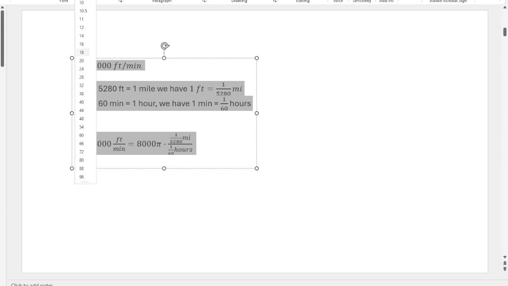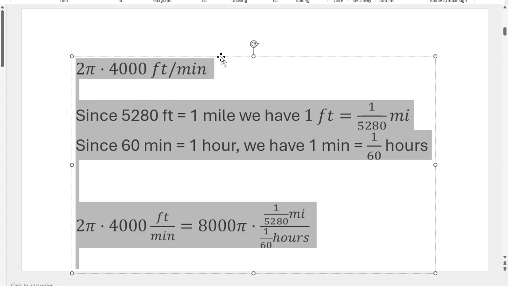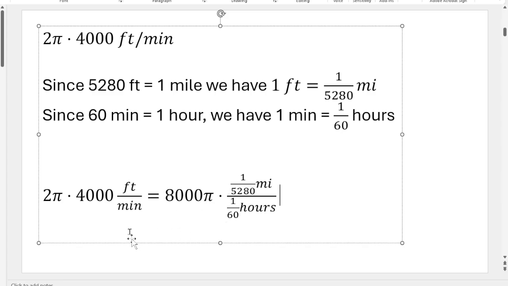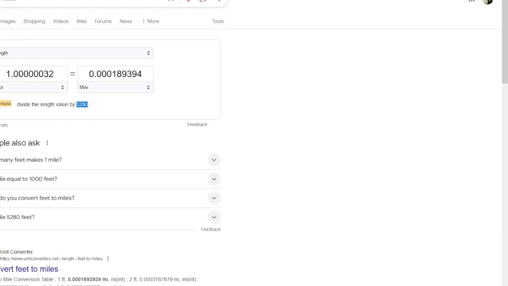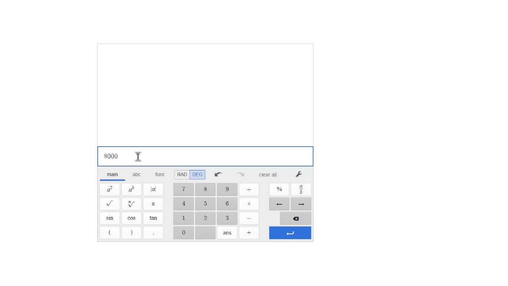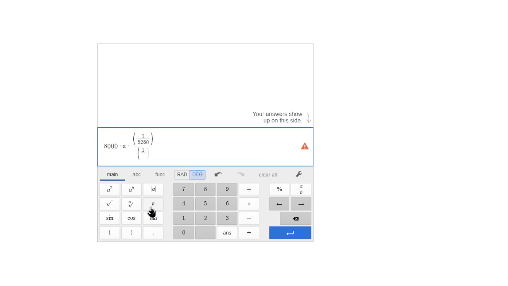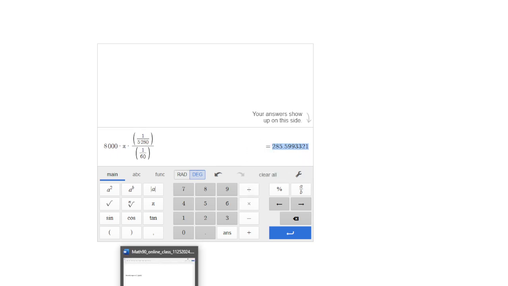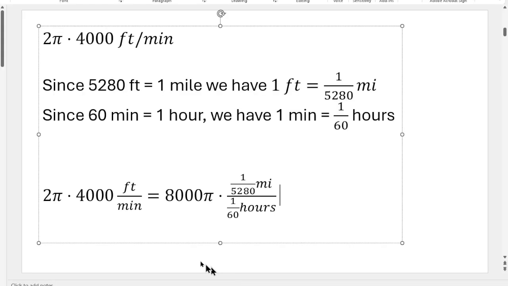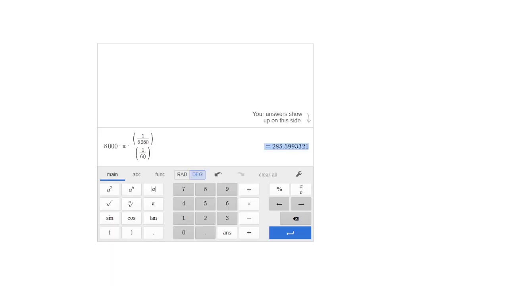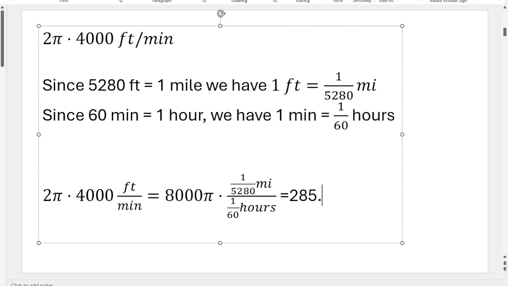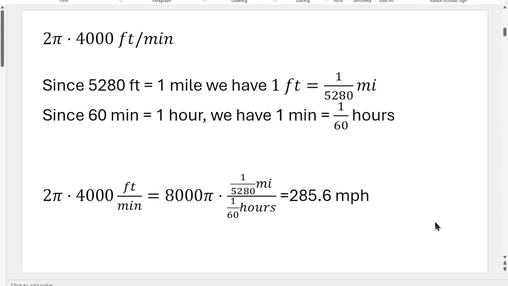I guess the font is a bit small. Sorry, let me make it bigger. That's easier. Okay, so now let's put everything into the calculator. I have 8,000 times pi times 1 divided by 5,280, and then divided by 1 divided by 60. And if I do that, I get 285.6 miles per hour. So this sports car goes 285.6 miles per hour.